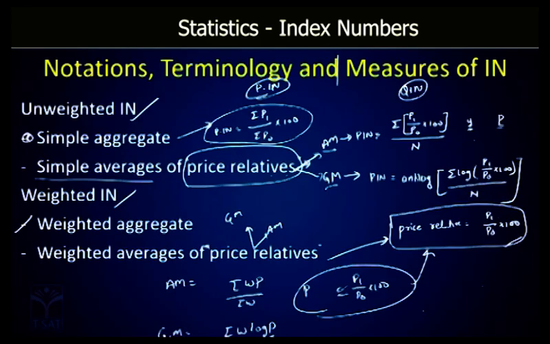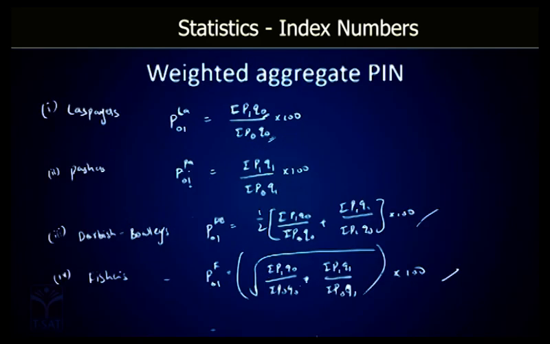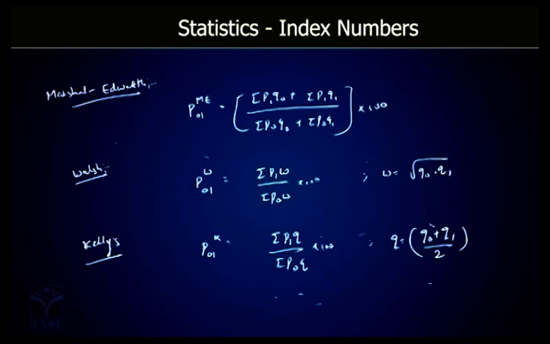And next we have weighted aggregate. In the weighted aggregate we have seen the 7 formulas in total. Laspeyres, Paasche's, Bowley's, Fisher's, Marshall-Edgeworth, Walsh and Cayley's.